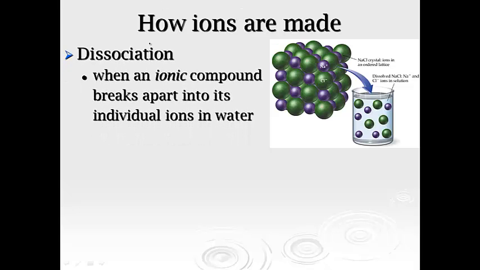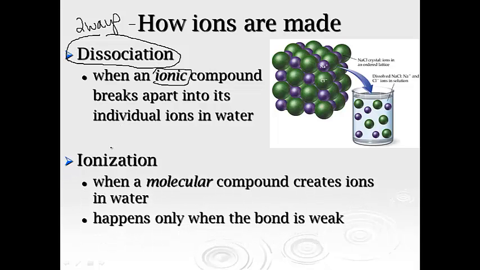Okay, now how ions are made. There are two ways that ions can be made. The first one is dissociation. Dissociation is when an ionic compound splits apart in water. Ionization is when a molecular compound creates ions in water.